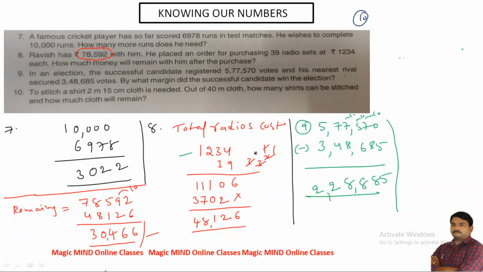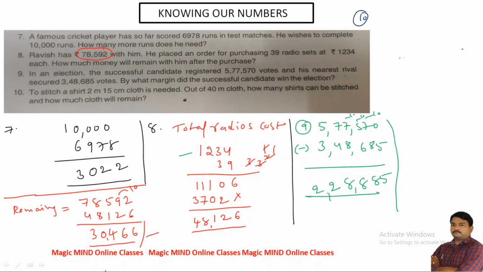To stitch a shirt, 2 meters 15 centimeters of cloth is needed. Out of 40 meters of cloth, how many shirts can be stitched and how much cloth will remain?